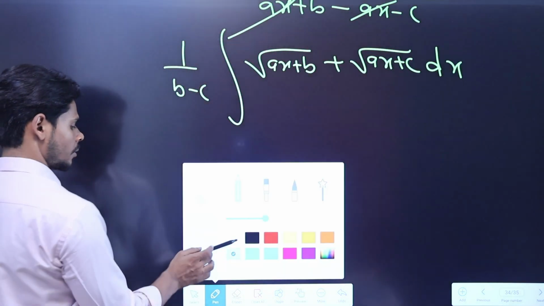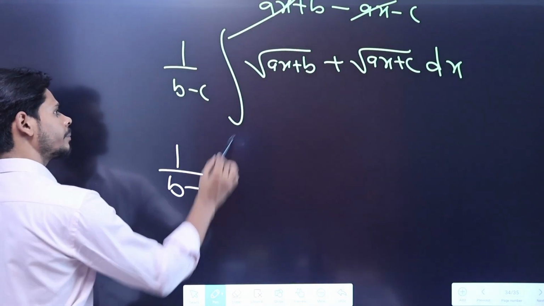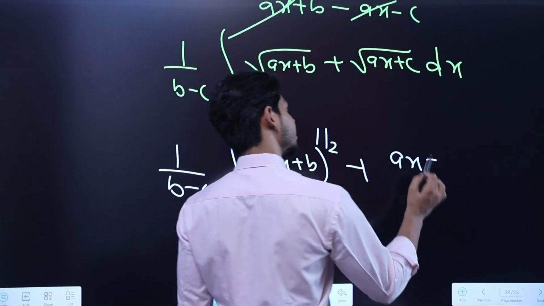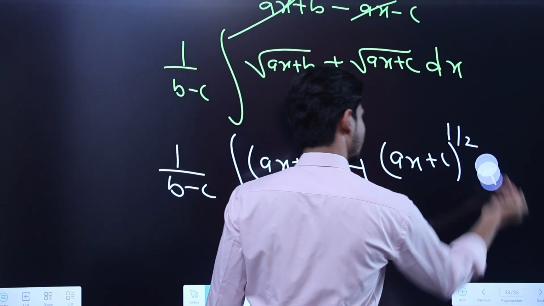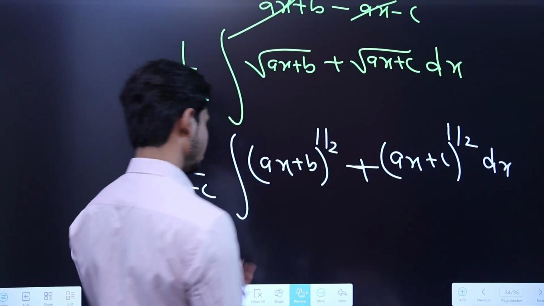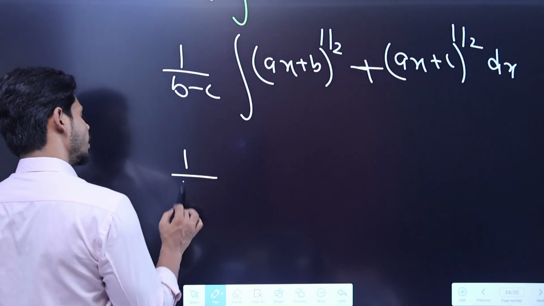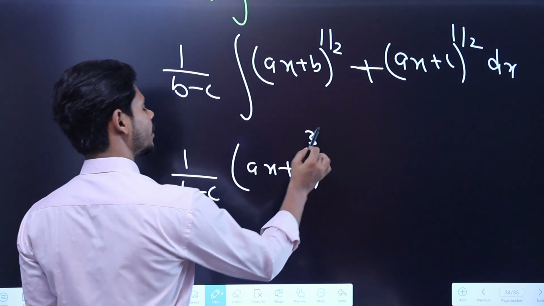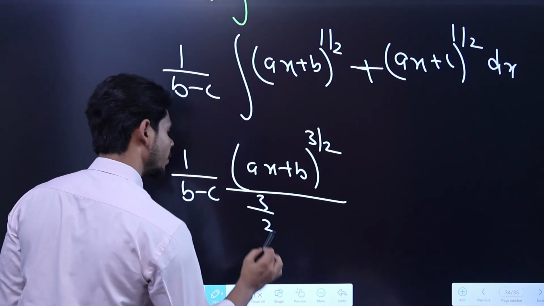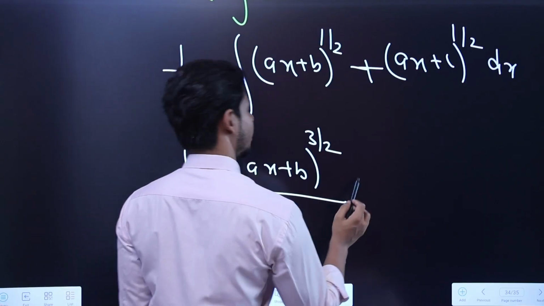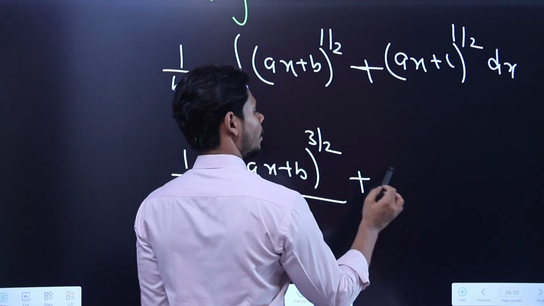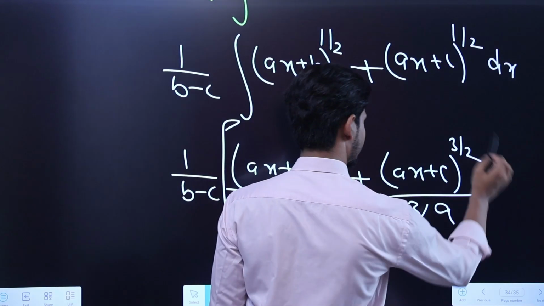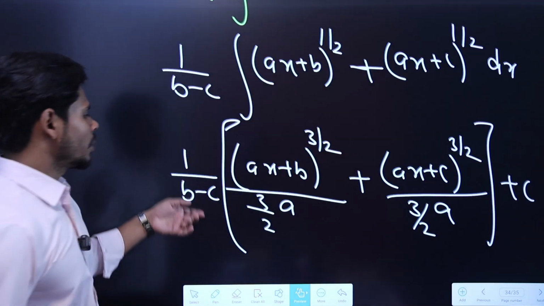Now still we can't find the integral, but if I write it like this, ax plus b power 1 by 2, then ax plus c as power 1 by 2 for the root basically, now we can easily find the integral, right? So it will be 1 upon b minus c, its integral will become ax plus b whole raised to power 3 by 2. Just I added 1 and that gives 3 by 2 over here, and also the coefficient of x, which is a. Then plus ax plus c raised to power 3 by 2, and here 3 by 2 with the coefficient of x over here, plus c. You can later solve it.